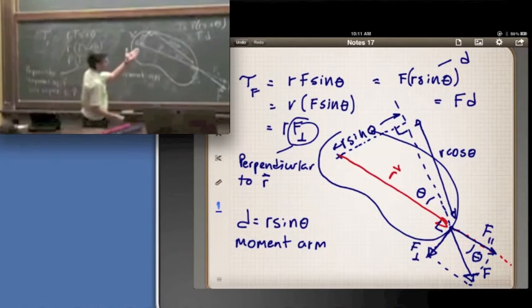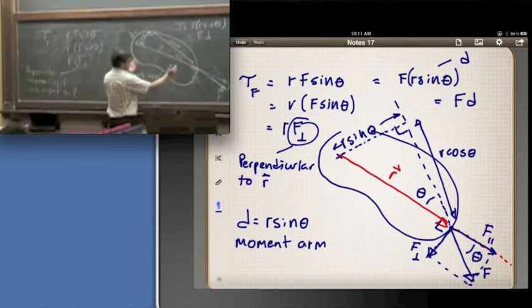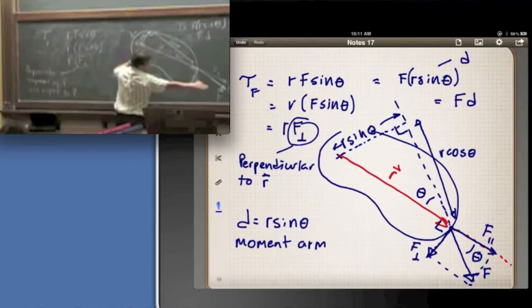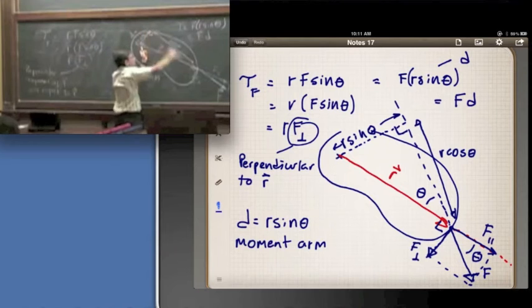So another way to look at the torque is to say that the torque caused by a force F is due to the magnitude of the force, right? But the only distance that you're going to count is the perpendicular distance between the line along which the force is acting, which is this line, and the axis of rotation.